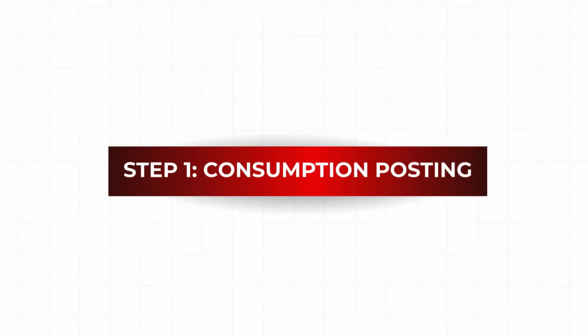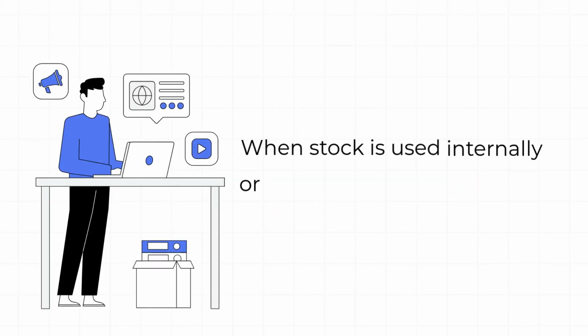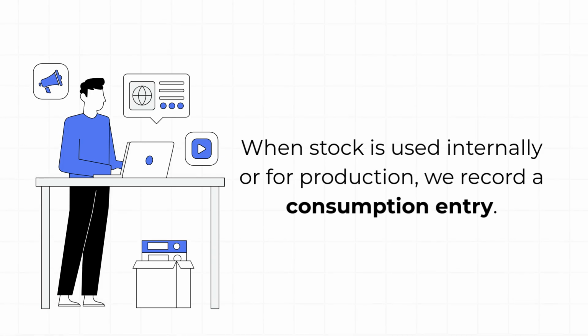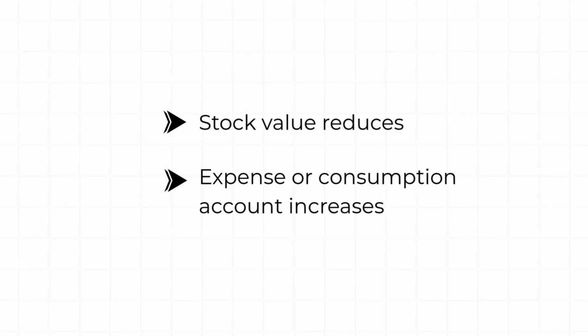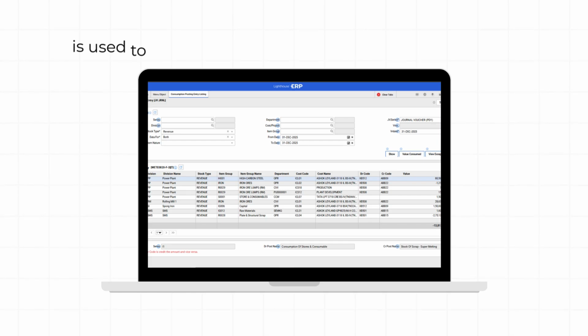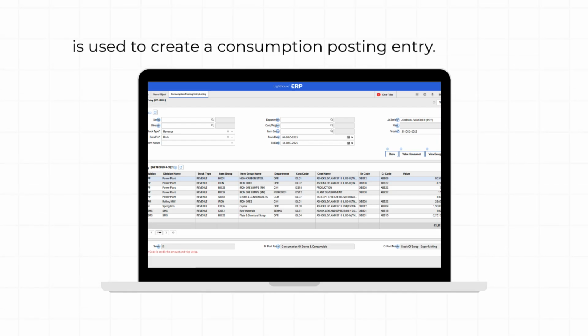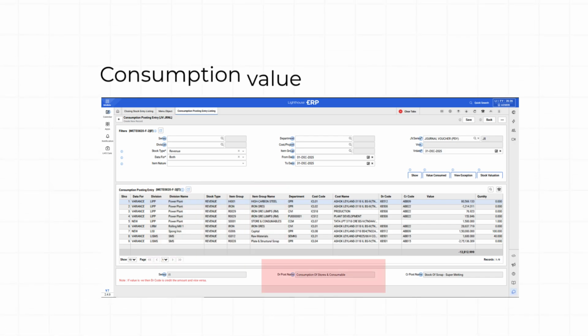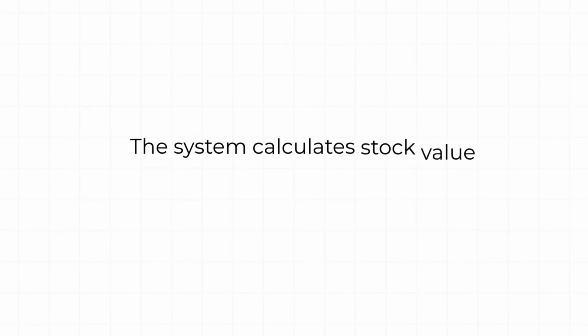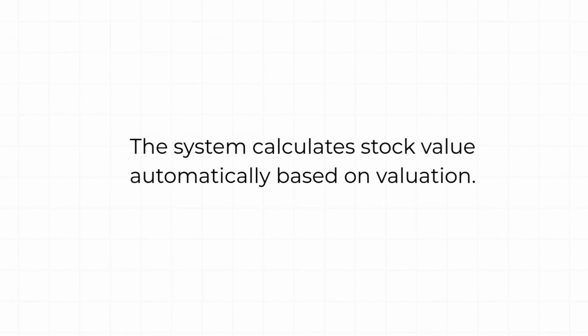Step 1. Consumption posting. When stock is used internally or for production, we record a consumption entry. This ensures stock value reduces and the expense or consumption account increases. This screen is used to create a consumption posting entry. Here we can see division, item group, department, and consumption value. The system calculates stock value automatically based on valuation. Once saved, the entry moves for approval before posting.